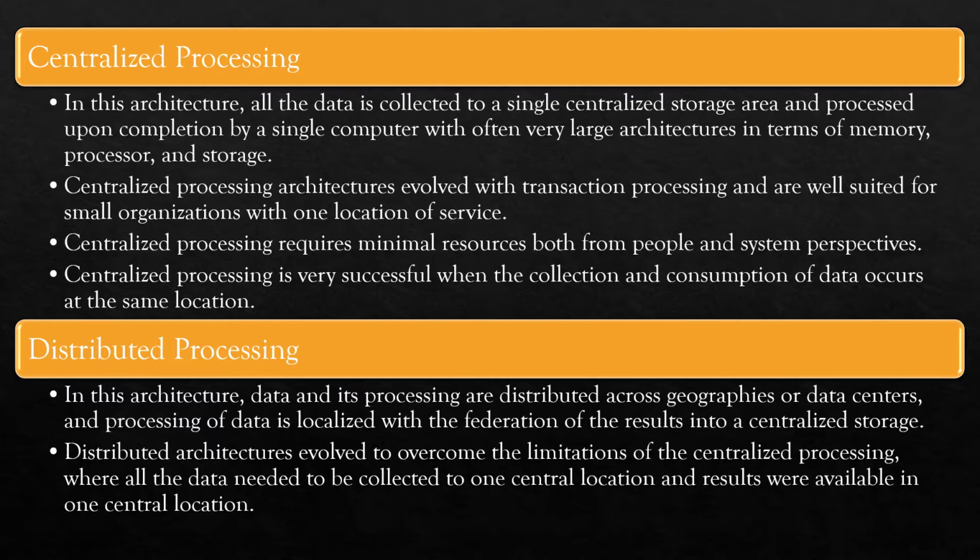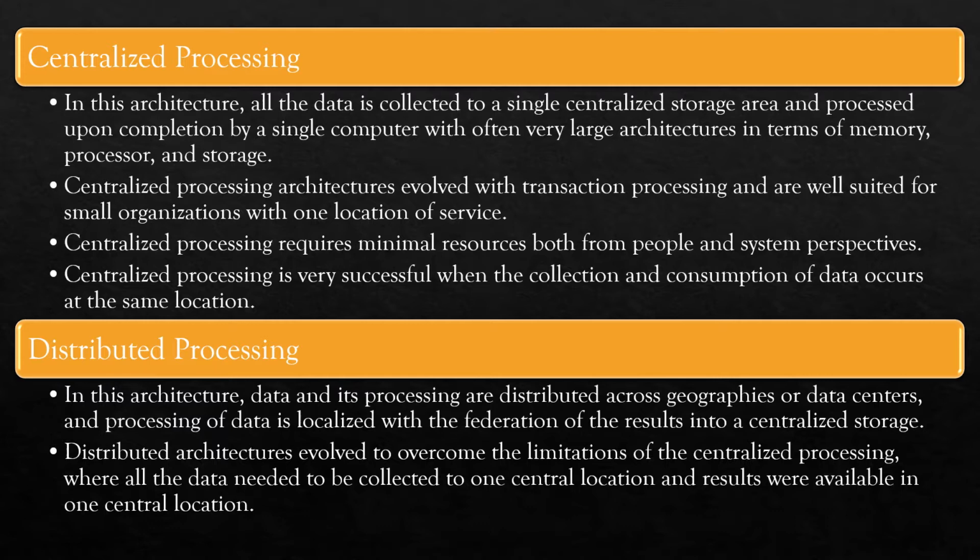For distributed processing, in this architecture, data and processing are distributed across geographic or data center locations, and processing of data is localized with the federation of the result into a centralized storage. That means there are a lot of computers, and then the computers store in the data center, and then it will go to the one centralized storage.